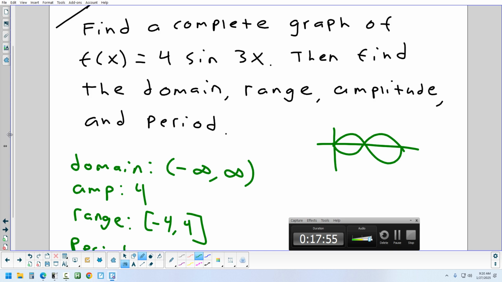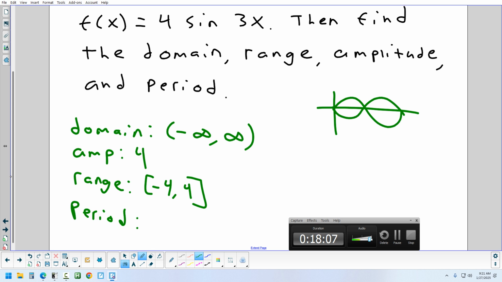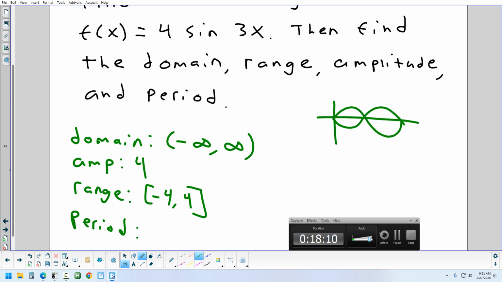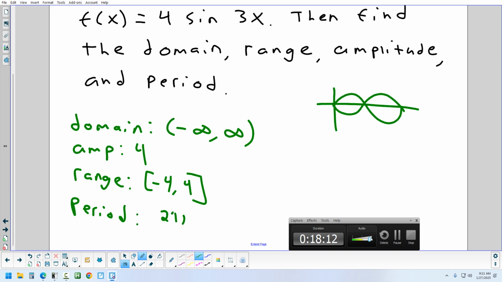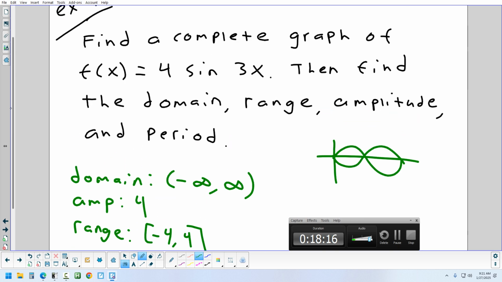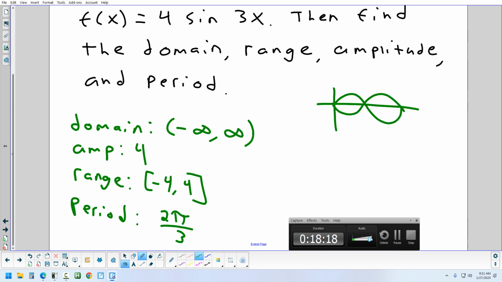Does anyone remember the formula to find the period? Yep. 2 pi divided by the stretch in the x? Yeah, so in this case, it's 2 pi divided by 3, so 2 pi over 3. Yep. So actually, we don't even need a sketch for that. They still want us to find one, so we will. But that's the period.